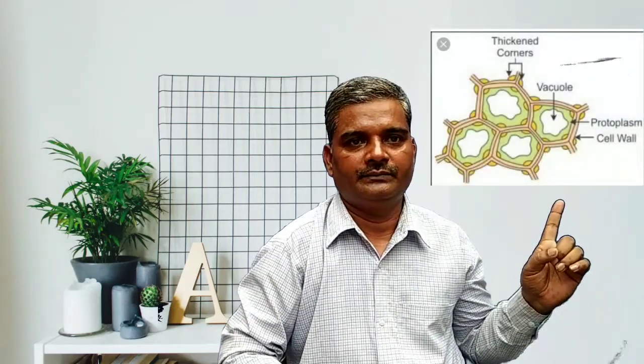And number 4, function of collenchyma tissue. When chloroplasts are present, it takes part in photosynthesis, because in chloroplasts there is chlorophyll, and chlorophyll traps light energy and then photosynthesis occurs. You can see collenchyma tissue in the picture.